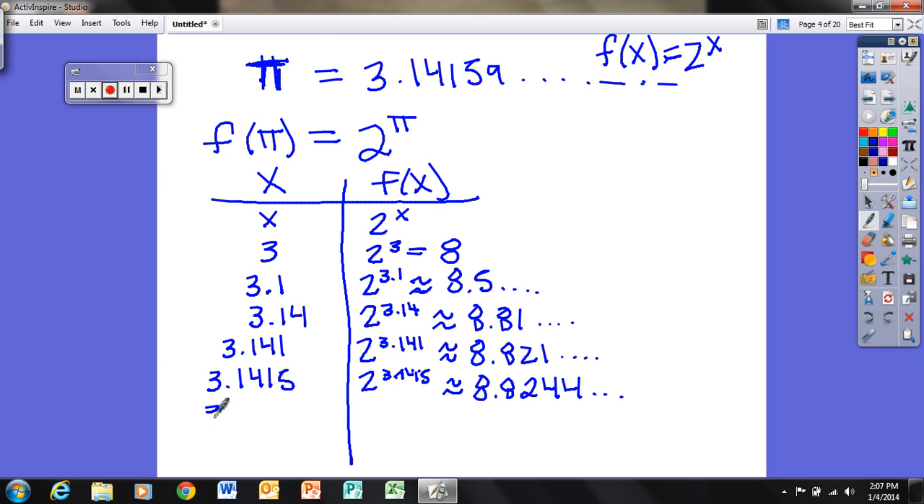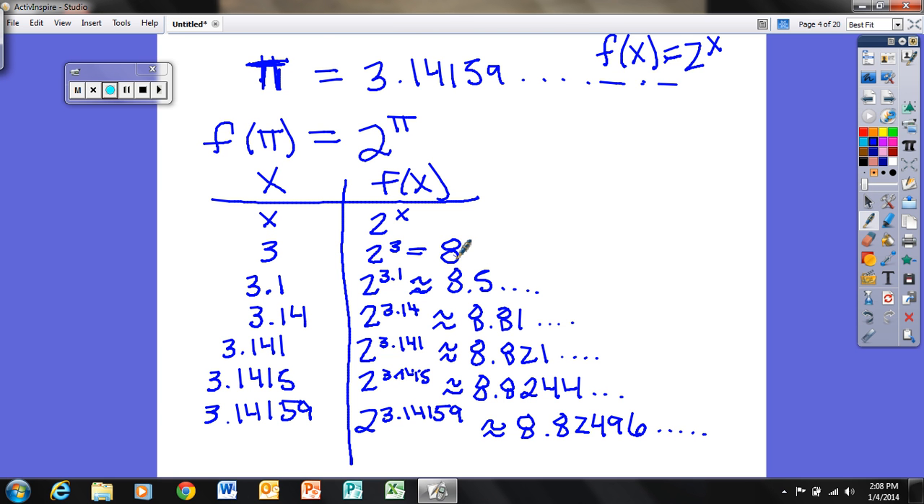And the last one I'm going to do is 3.14159. And now you could keep going because we know that pi goes on forever and ever. So you could feasibly keep going. But I'm going to stop right here because we have a pretty good approximation now. So you can kind of see that we're getting closer and closer each time.